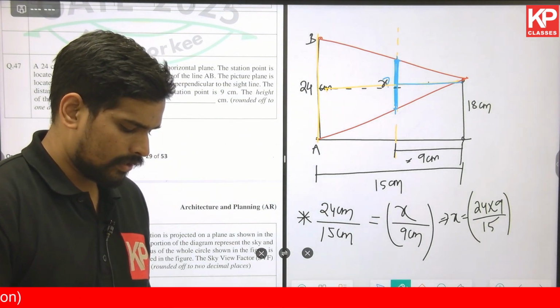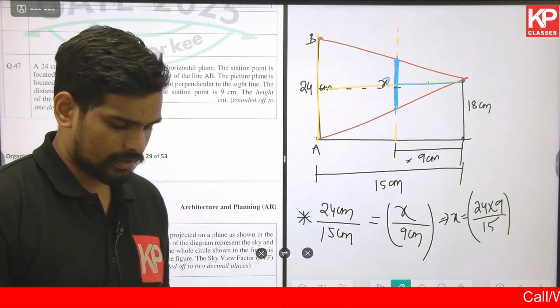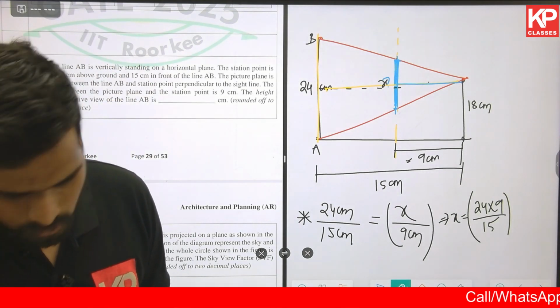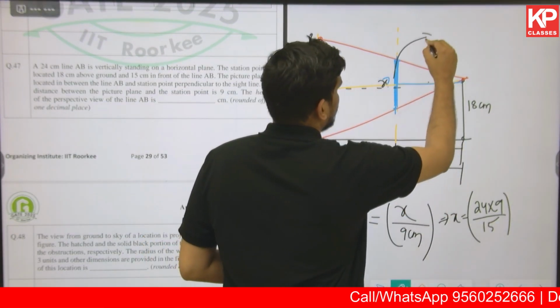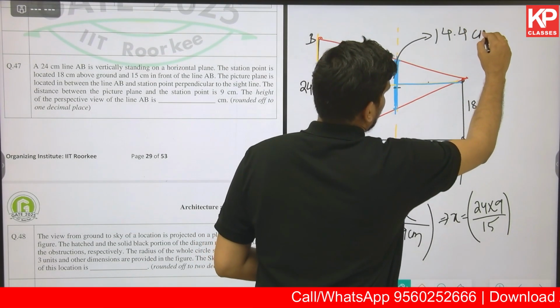24 into 9 divided by 15 is 14.4. So that's the exact answer. The height of this image will be 14.4 centimeters.